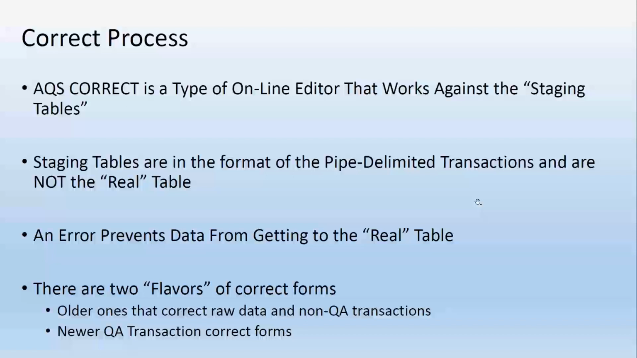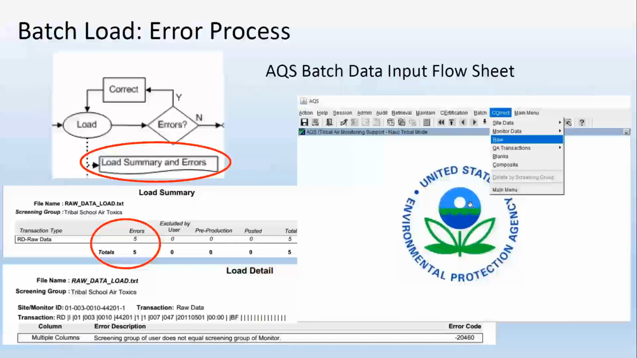So if we can go to the next slide. So the load summary and error, and we talked about this. You can see this is an example of what a load report looks like, and it gives you a specific error. In this case, we loaded some data, and the screening group of the user who submitted the data did not equal the screening group of the monitor, and you can't load data for a monitor that you're not in the screening group for. So it said you can't do that. I'll give you an error. We can go to the next slide really quick.